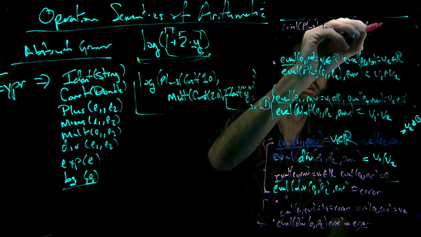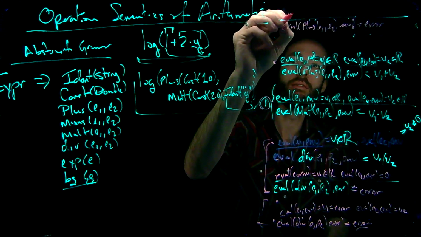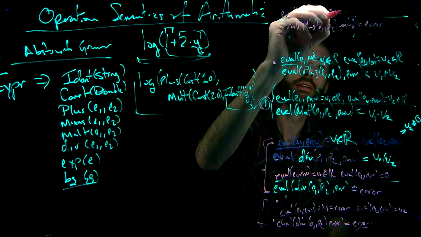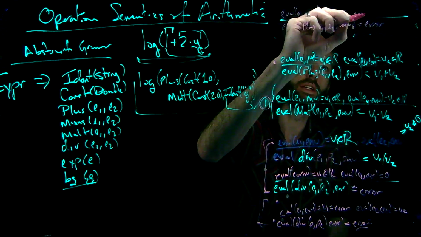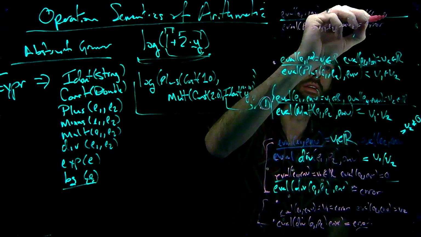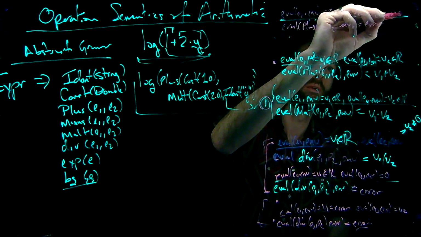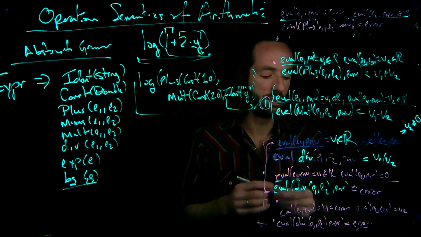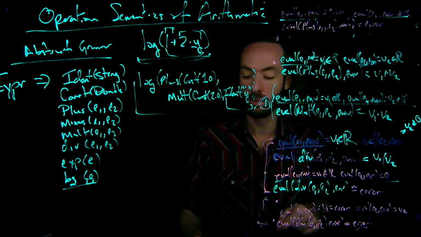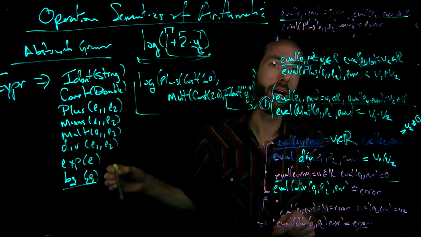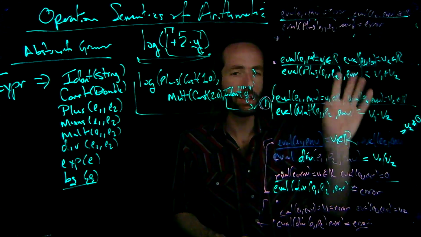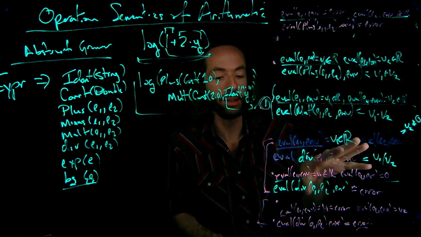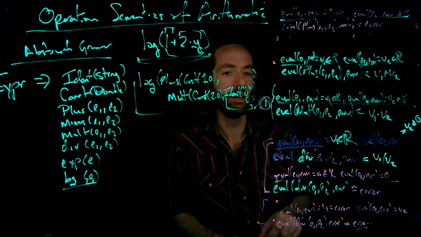This will be an error if eval of e1 under the environment is an error, right? And it doesn't really matter what eval of e2 under the environment is. Let's say it's a real number. Then there should be one other rule here, which says that if e1 is not an error, but e2 evaluates to an error, then we want to pass that error back up.